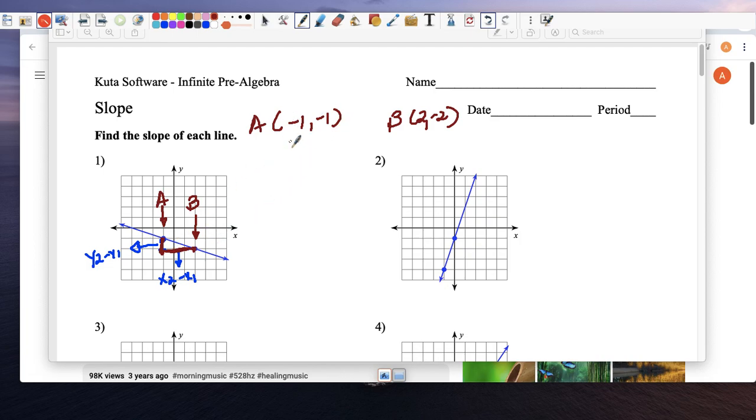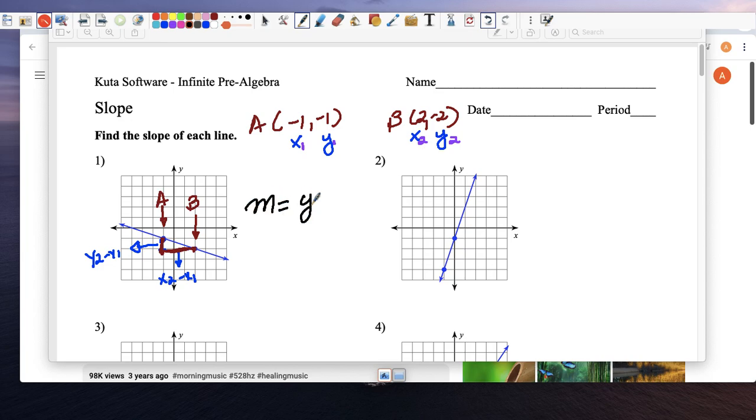All right, so next thing I asked you to do was label this. Call this the x-coordinate and the y-coordinate. And then we have to establish which one you want to be the 1s and which one you want to be the 2s. So let's call this x1, y1. And this will be your x2, y2.